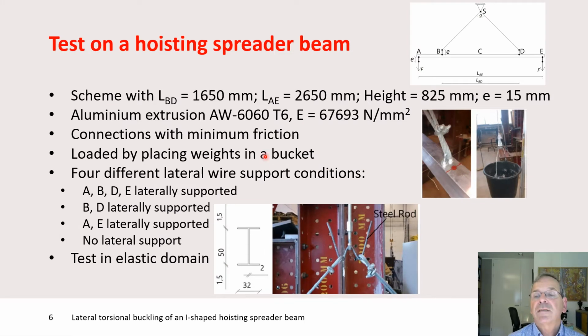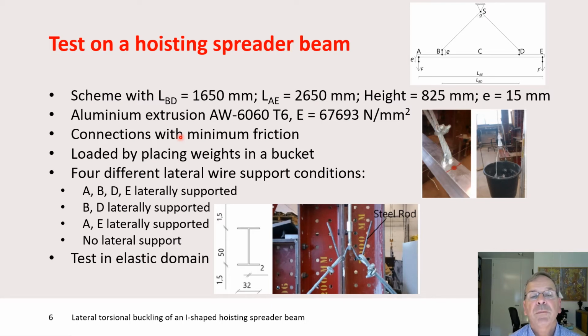First, we did a test because we wanted to see with our own eyes what the behavior of such a spreader beam was. This is the configuration, here are the dimensions, and you can see this is a small scale test from the dimensions. It was also a small scale test on aluminium. The alloy is 6060 T6 and the measured Young's modulus is given here. We also measured other properties, but the test was performed in the elastic domain, so these are not relevant.